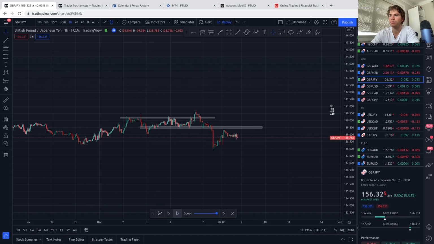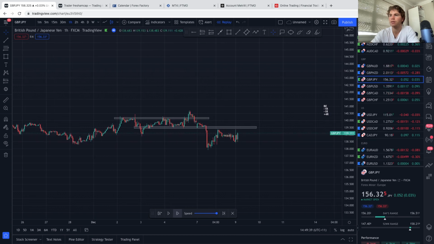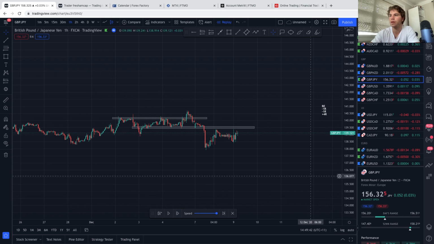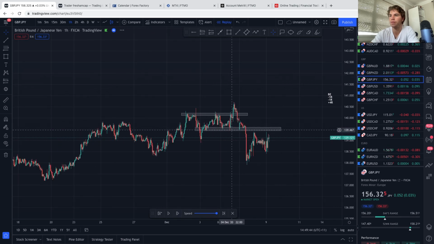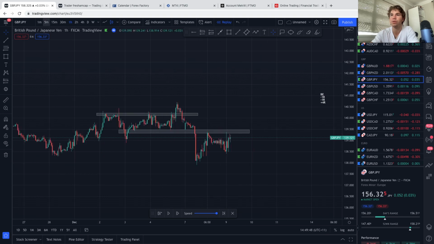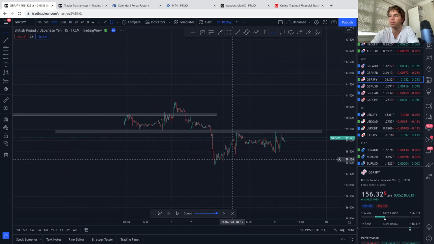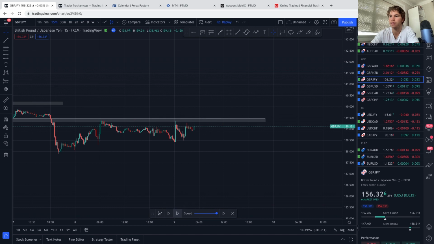Hopefully price can push back. Whoa. Okay, this is an interesting little setup. I don't love how we haven't quite pushed back into this key level, but we'll flip to the 15-minute and just see how price reacts to this.